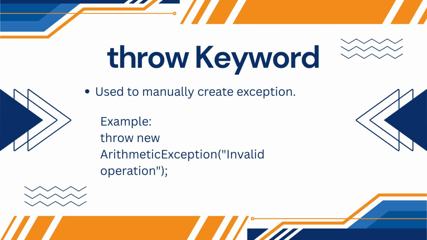In the example shown, an arithmetic exception is created with the message "invalid operation." When the throw statement is executed, Java immediately stops the normal flow of the program and looks for an appropriate exception handler. This allows developers to enforce rules and prevent invalid operations from continuing.